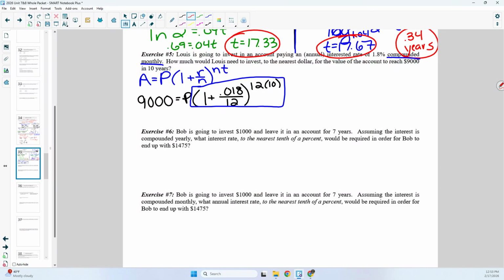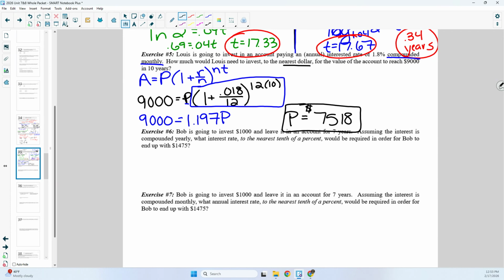If I type all of that in, that comes out to 1.197, and then we have times P equals 9,000. So we're going to divide on both sides by the 1.197, and we get P equals, to the nearest dollar, $7,518 to invest. So solving for P is actually a little easier than solving for time because it just becomes something with multiplication.